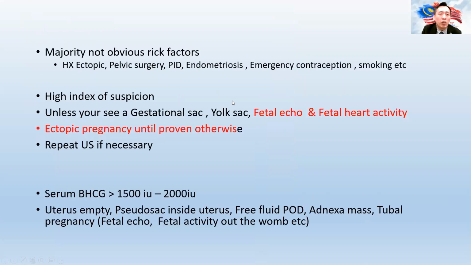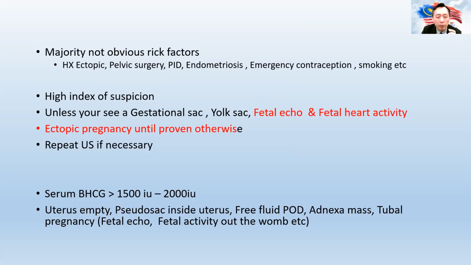The majority have no obvious risk factor. Risk factors include a history of ectopic, pelvic surgery, pelvic inflammatory disease, endometriosis, emergency contraception use, smoking, and so on. You must have a high index of suspicion. Unless you see a gestational sac with a fetal echo and fetal heart activity, it is ectopic until proven otherwise. So you may need to repeat the ultrasound.